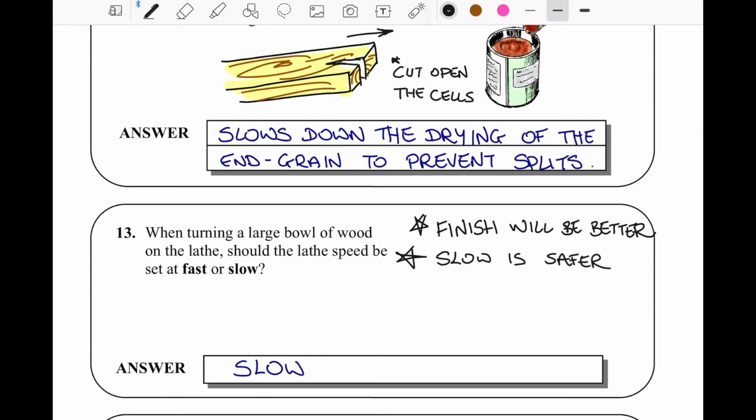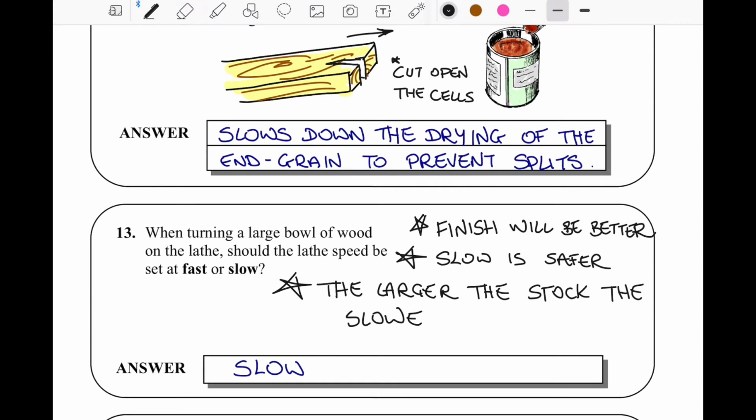But that's not the main reason, to be honest. The main reason, and this is more something you should learn off, is the larger the stock, the slower the speed should be. Okay, so that's important. The larger the stock, the slower the speed should be. And a bowl, if it's been turned, is quite large. It's certainly a hell of a lot larger than the spindle turning you did before Christmas. Different kettle of fish altogether. So the larger the stock, the slower the speed. That's just something you should know.